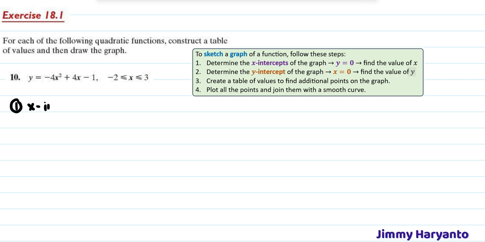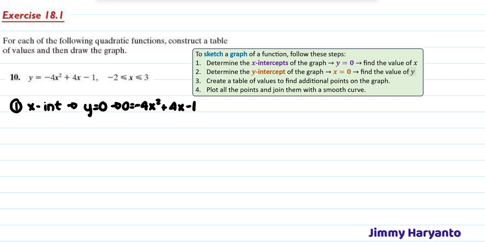First is x-intercept. To find the x-intercept, you only have to make the y equal to 0. So you'll have 0 equals negative 4x squared plus 4x minus 1. And then I want to make the x squared positive, so I will move them to the left-hand side. So we will have an easier calculation later, like this.